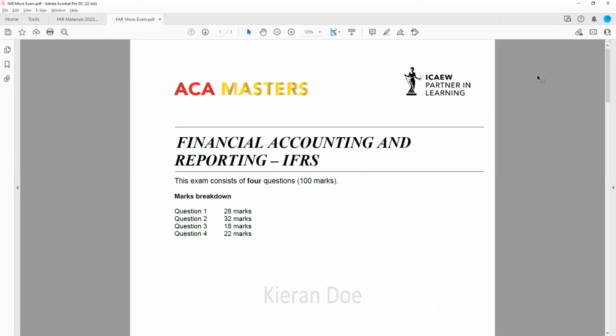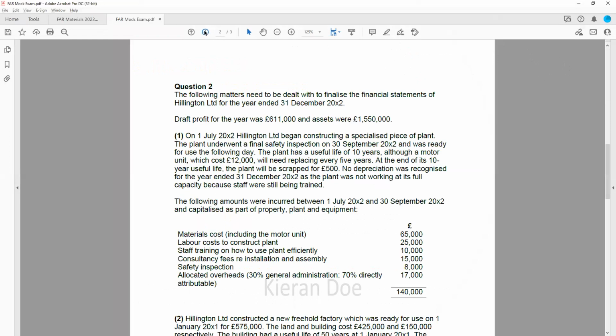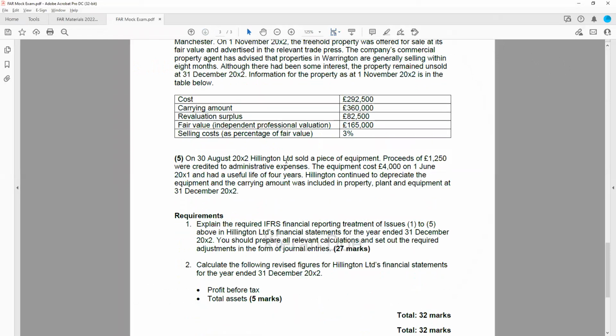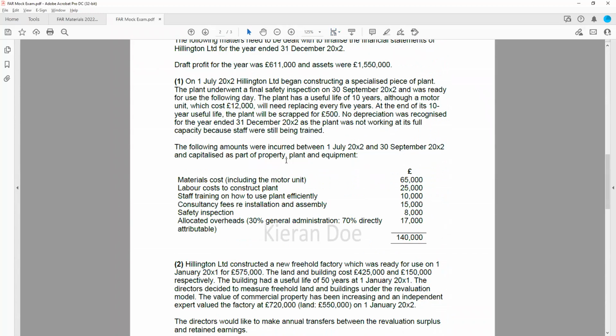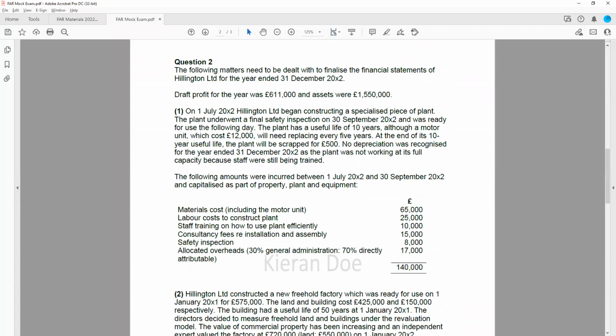So we'll be looking at a question 2 where we have to explain the IFRS treatment. So once I've explained that key technical content, I'll be working through questions so that I can demonstrate how that technical content is applied in the exam, and most importantly, the exam technique you should use when answering questions.